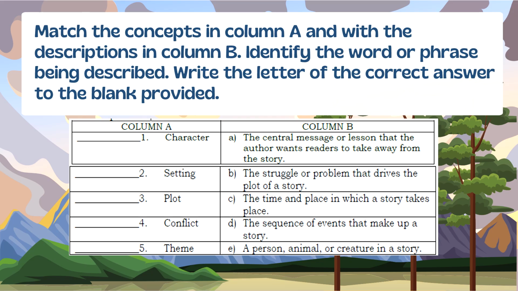Number 3, plot. The plot is the sequence of events that make up a story. Letter D. Number 4, conflict. The conflict is the struggle or problem that drives the plot of a story. That's letter B. And lastly, number 5, theme. The theme is the moral or the lesson, the central message or lesson that the author wants readers to take away from the story. That's letter A.